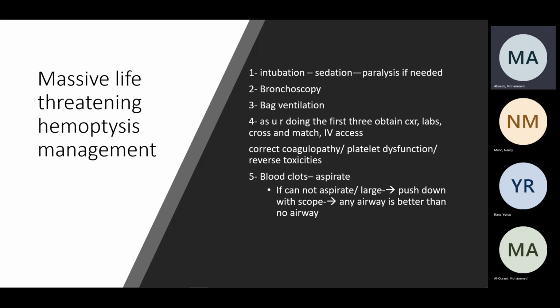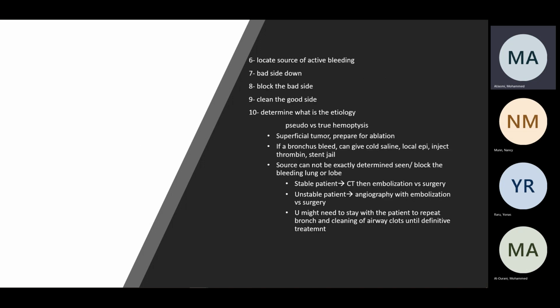You want to create a right upper lobe or a right lower lobe that is ventilating. Your bronch going down is creating a channel for air to get inside the lung. Even if you push the clot down, it's good. That's fine. Once you get the ventilation, the patient is starting to have a little bit more oxygenation, more ventilation as you're suctioning and pushing, getting the clots out.